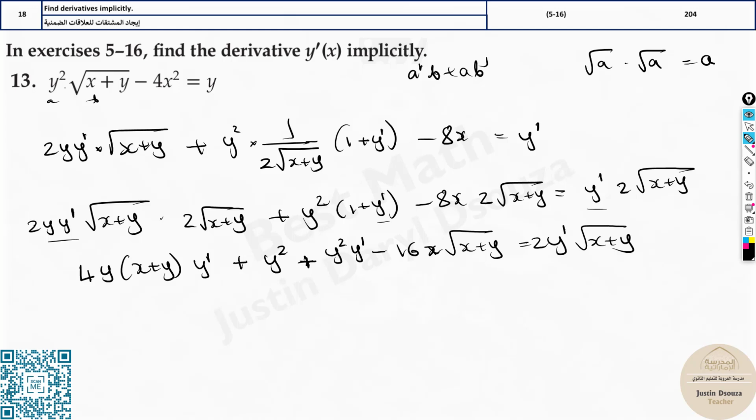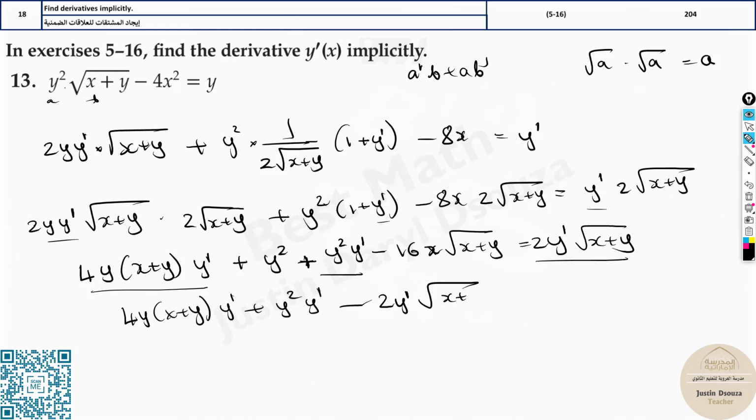Now let's look into the y prime terms. First term has y prime, this is also having y prime, but this is having y prime. Now instead of moving all these both to the other side, I'll just move this inside and this to the other side, because this doesn't have y prime. So that is going to look like 4y times x plus y, y prime, plus y. Okay, now this y square also moves to the other side. Sorry, I just didn't realize about this. It's only this term. So it'll be y square y prime, and this one comes inside. It's 2y prime square root x plus y.